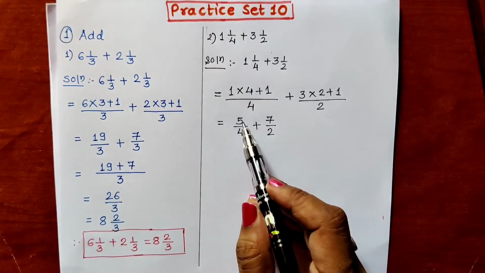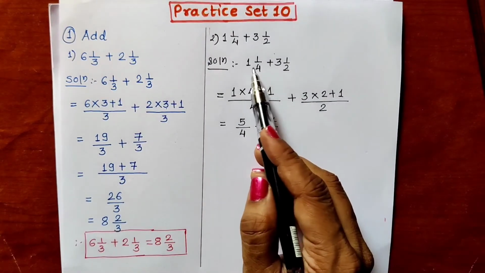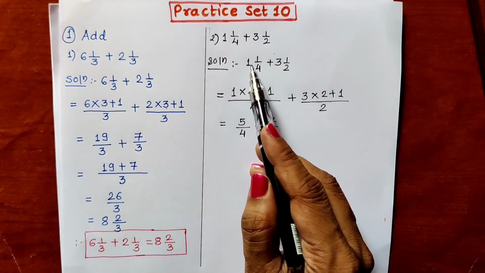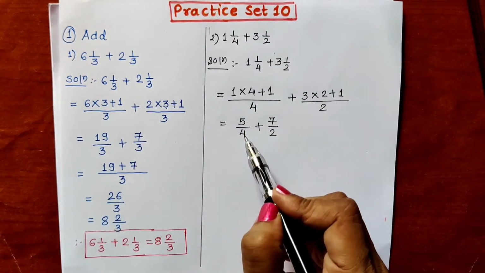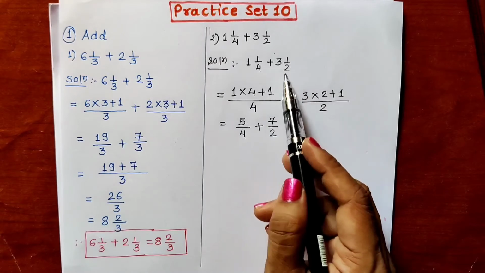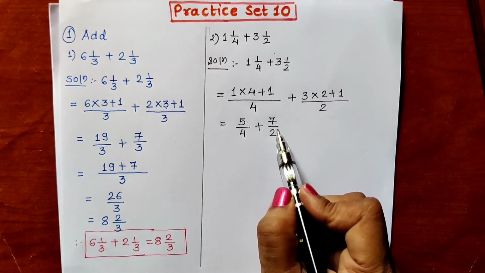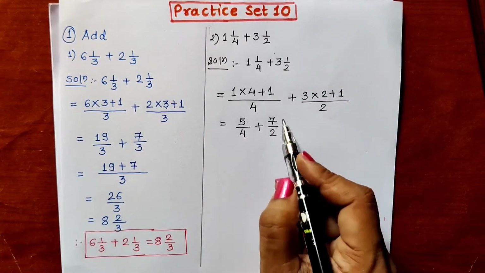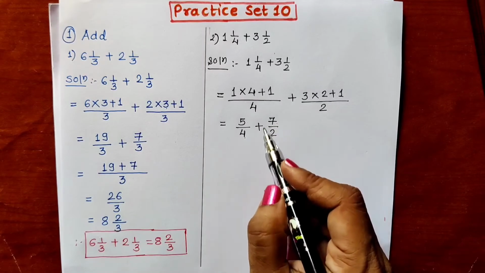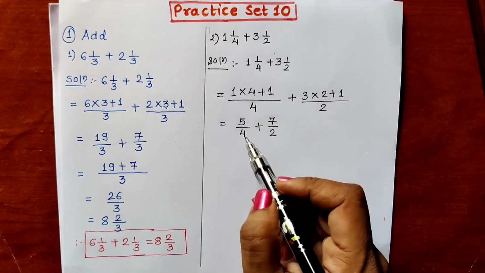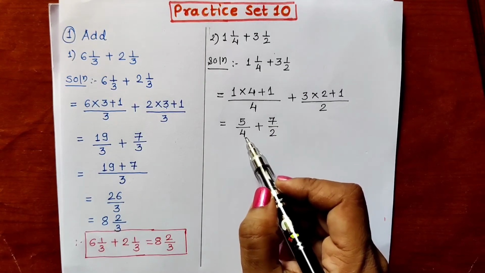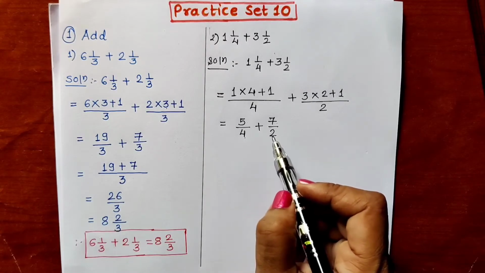So we have got these two improper fractions from these two mixed fractions. 1 integer 1 upon 4 is 5 upon 4, and 3 integer 1 upon 2 as an improper fraction is 7 upon 2. Now we have got these two fractions. We will have to add them. While adding, we will have to see whether they have equal denominators or not.